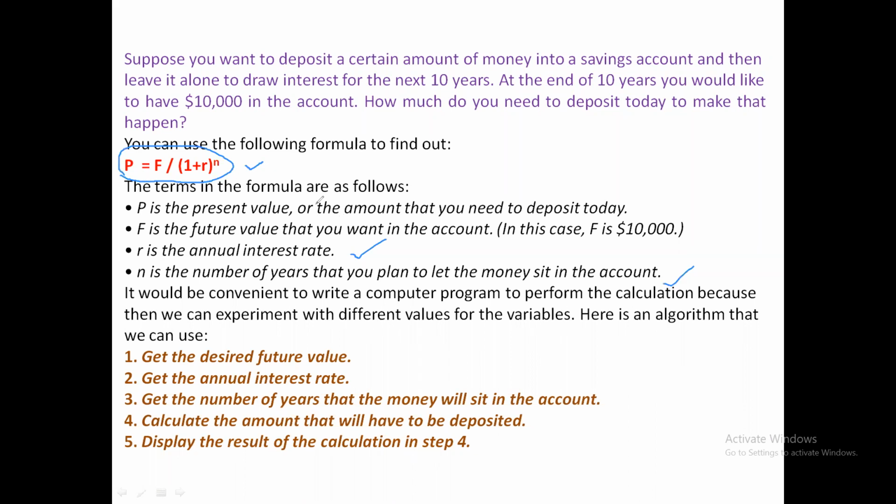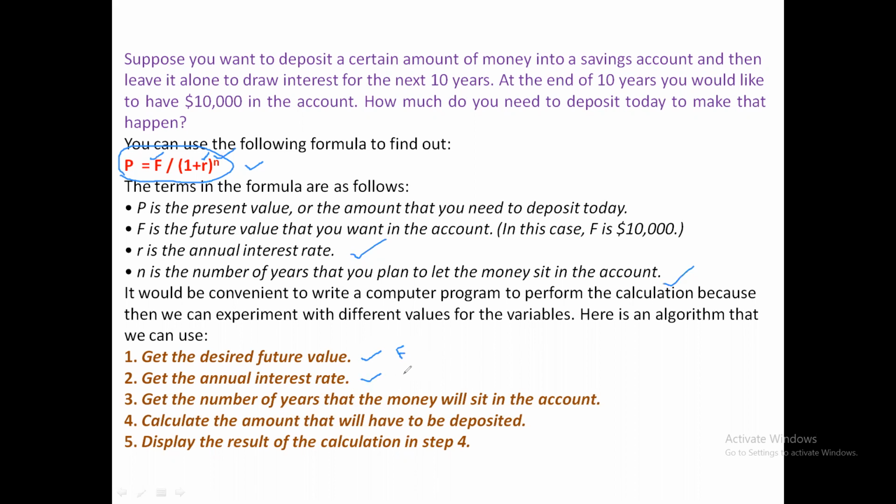Now we can use this formula to calculate that principal amount P by reading these values F, R, and N. Three values you need to read. So the algorithm goes like this: get the desired future value, that is F. So you will ask the user, what is the future value you are expecting?